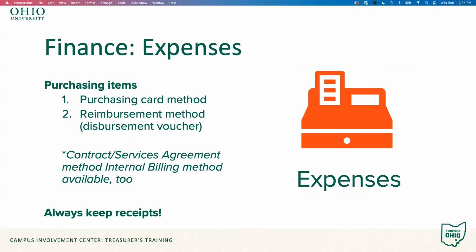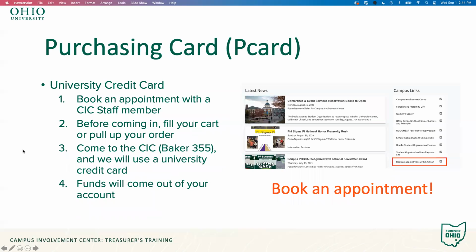Here's the more fun part: your expenses. A lot of student organizations have money in their account, they get it deposited, and then they're like, okay, how do I actually spend this money? So there are a few different ways that you can spend your money. The easiest is the purchasing card method. So I'm going to click on to the next slide.